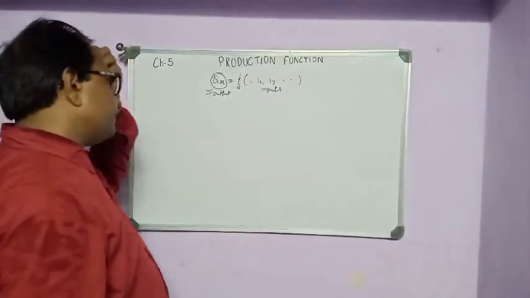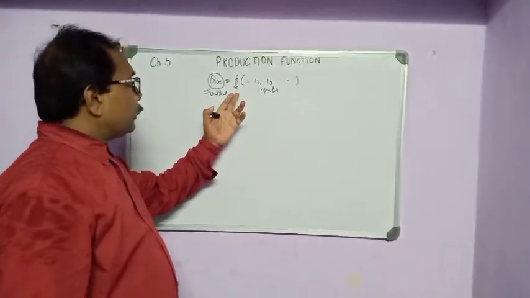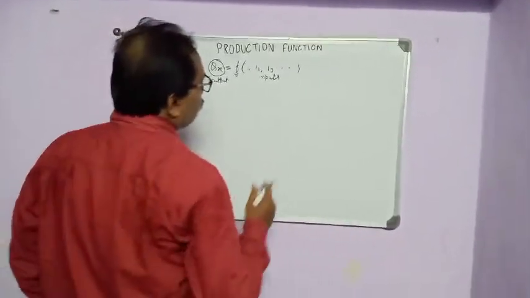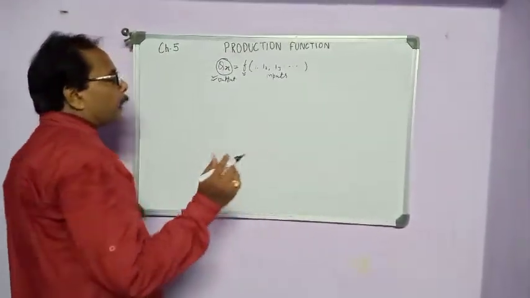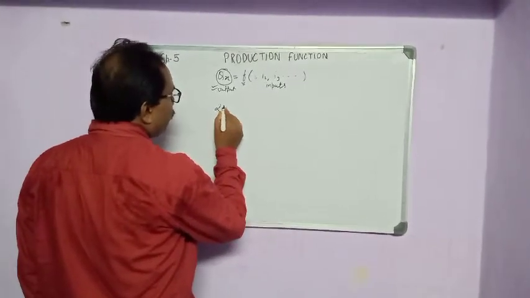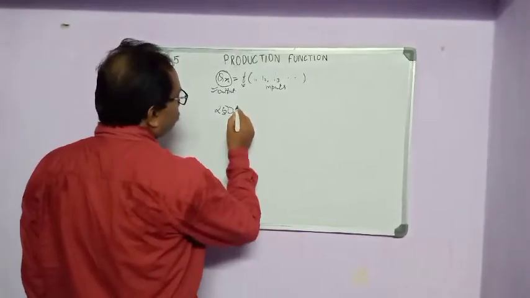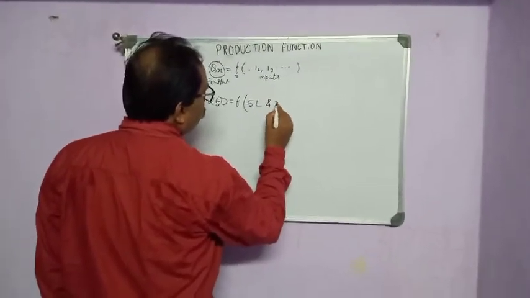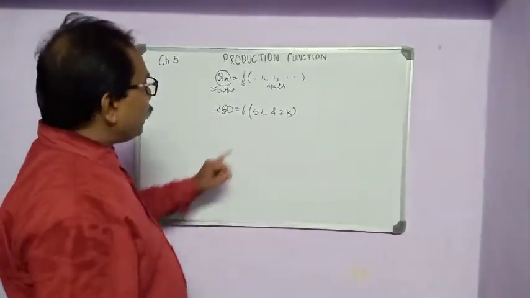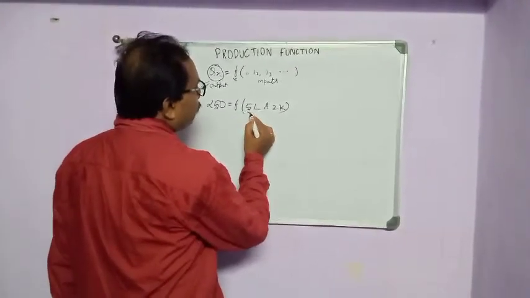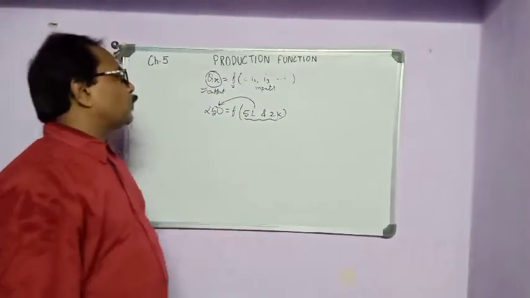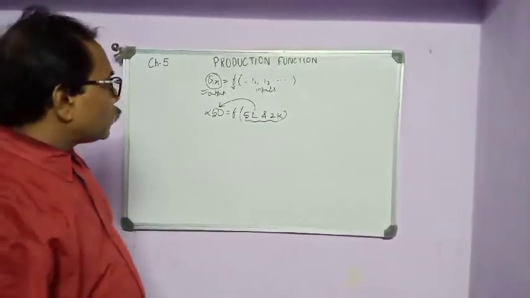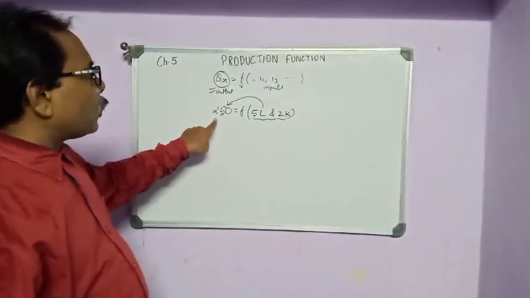So in other words, it is a functional relation between physical inputs and physical output, and it is purely technical. Here I want to take one example. Suppose 250 chairs have been produced with the help of 5 labor and 2 units of capital. It indicates that a firm has the maximum ability to produce 250 chairs by utilizing 5 labor and 2 units of capital. So 250 is the maximum output of a firm.